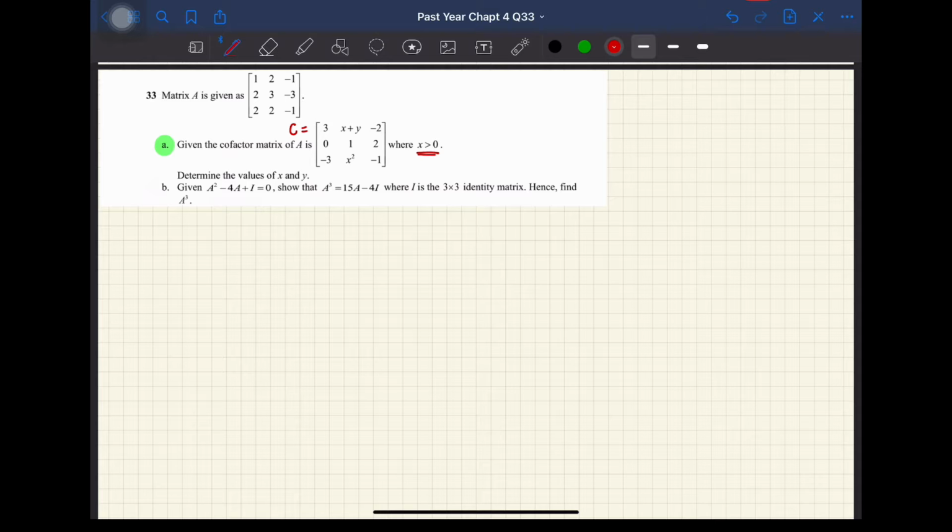Okay, so and then soalan cakap determine the values of X and Y. So soalan minta awak cari values of X and also Y. Okay, nilai X dan juga nilai Y. Okay, so apa formula untuk cofactor matrix? So we know that in order for us to find cofactor matrix, Cij is equal to, oh, sorry, it's actually negative 1 power of i plus j, okay, and then darabkan dengan minor Mij. Okay, so saya tarik kat sini.